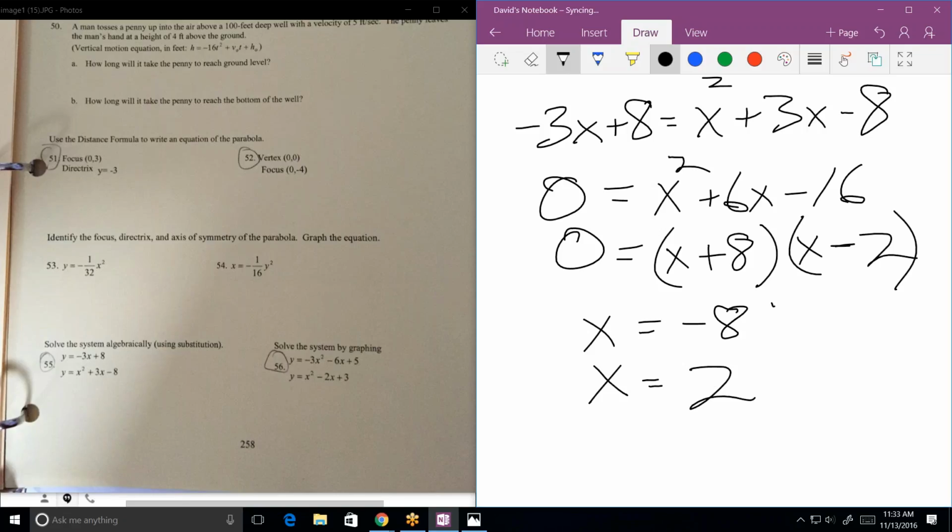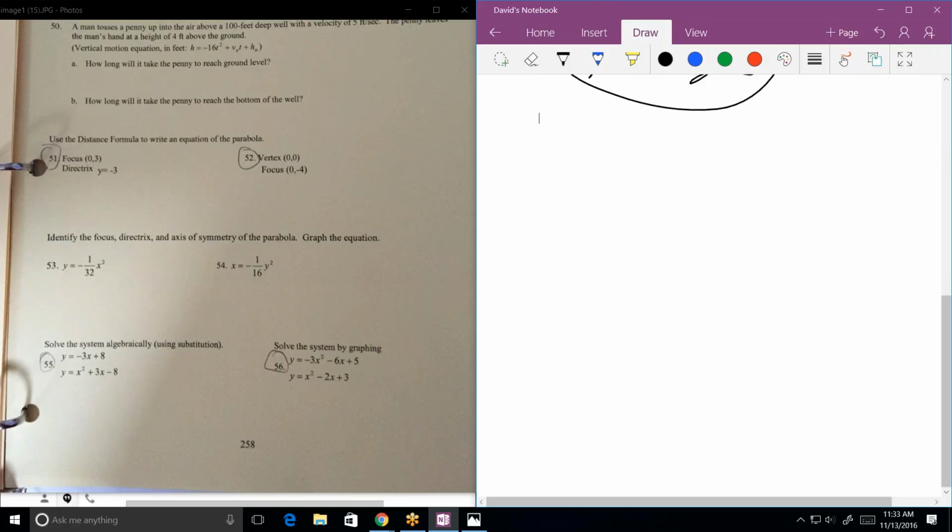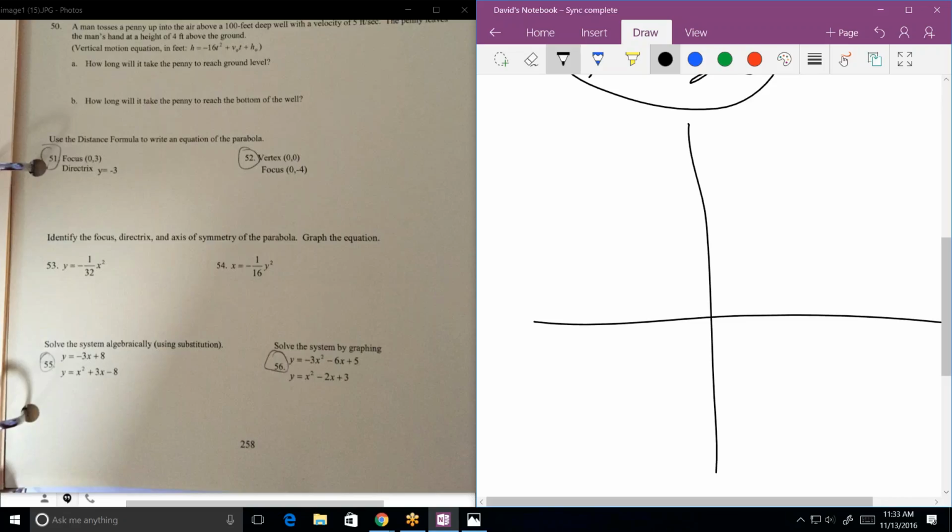And that's your answer. All right, 56. We're looking at two parabolas, right? They said solve it by graphing. Are you allowed to use your calculator in these? Yeah. Okay. Well, what kind of calculator do you have, Mark?